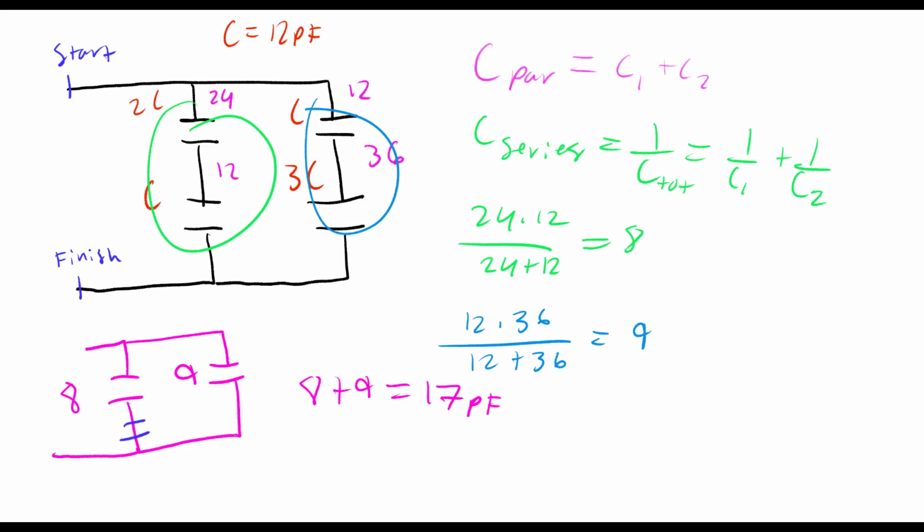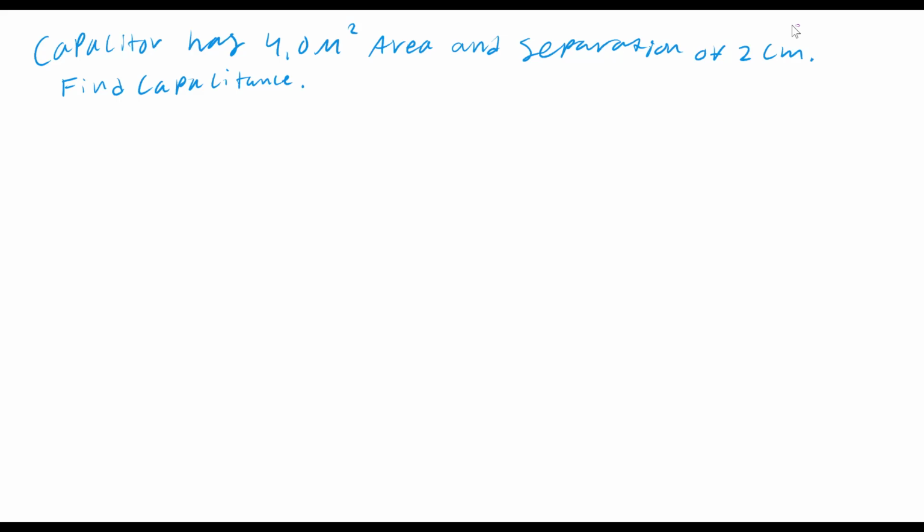All right. And again, whenever you're working with capacitors, it's kind of like the flip-flop, right? So a series for a capacitor is actually going to be 1 over C. But when you're working with parallel capacitors, it's C1 plus C2, right? So compress and then add together. Now, for this question, we're given that a capacitor has a 4 meter square area and a separation of 2 centimeters. We need to find the capacitance.